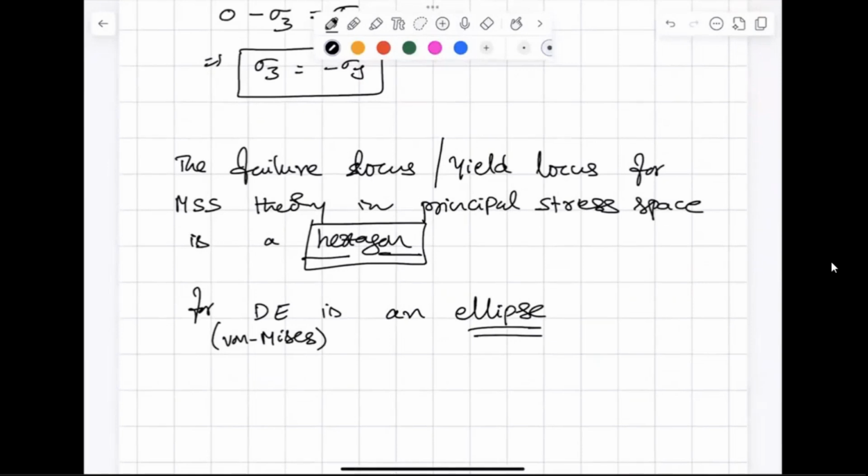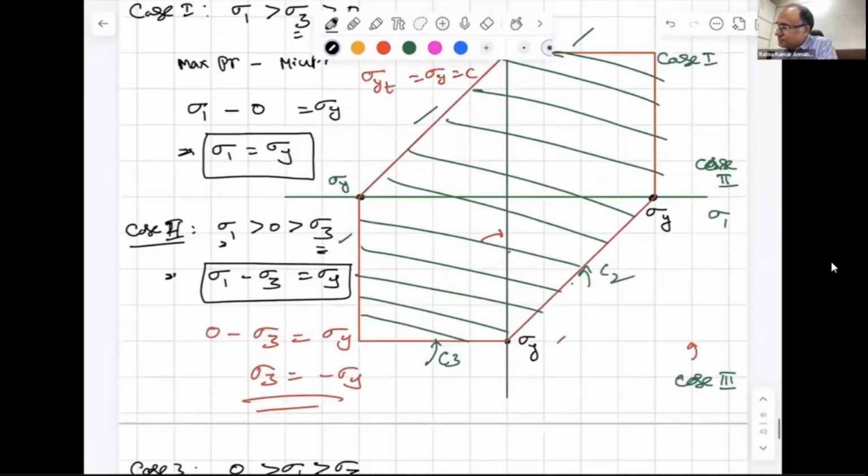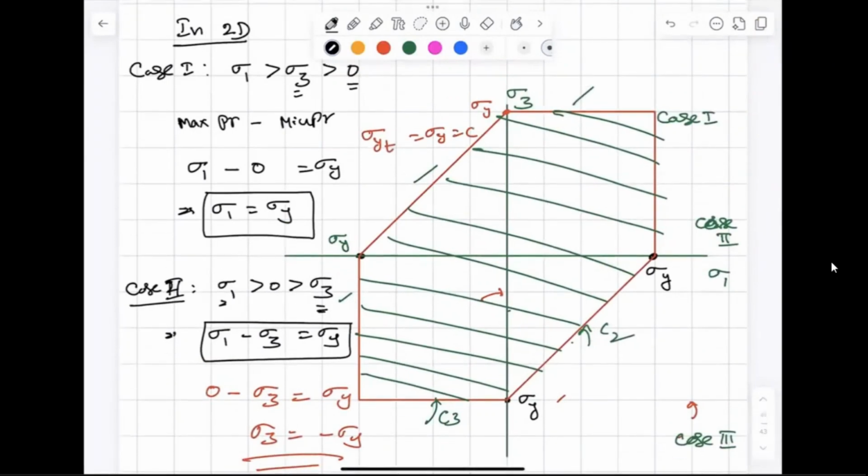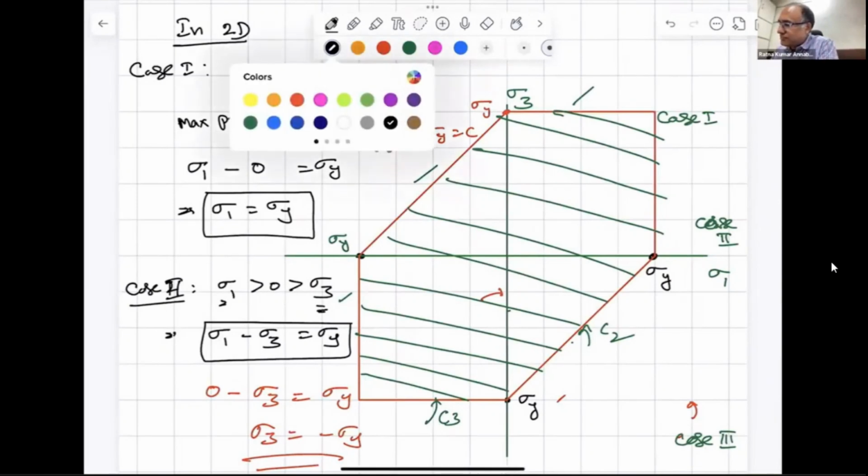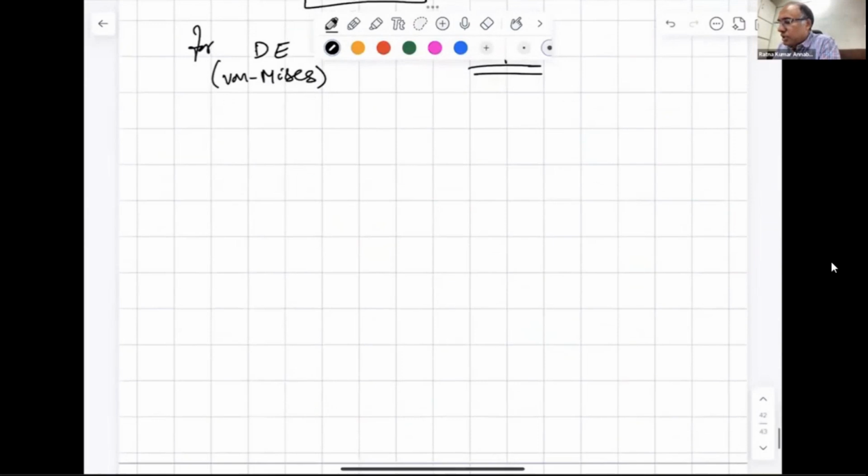Sir, can you slightly go up to the graph? Can you just explain again that sigma y is equal to c line? Which one, case 1, case 2 or case 3, or all three? We had drawn three lines, case 1, case 2, case 3, and then we extended them on the other side, right? Okay. So now let us do a case for sigma 3 greater than sigma 1 greater than 0.